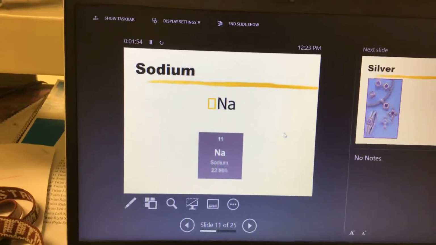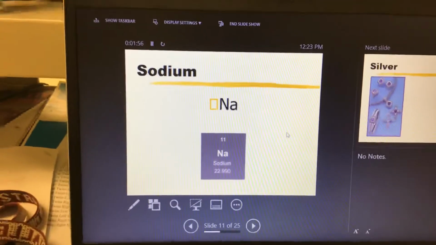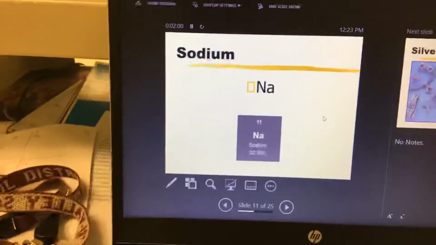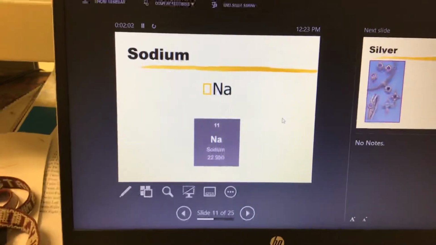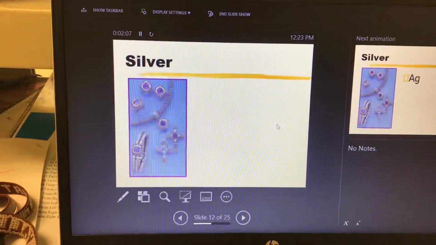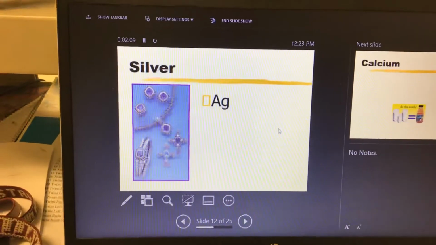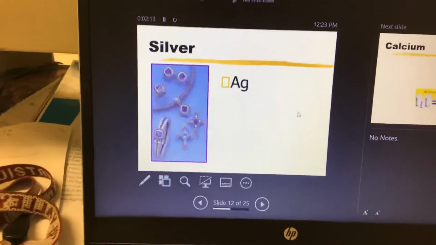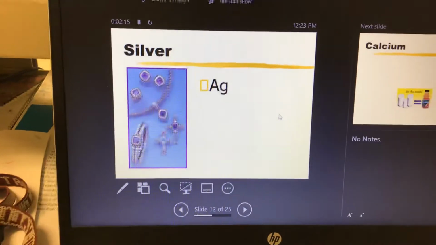Salt is good to preserve food. It sucks the moisture out of it and causes it to last longer. If you've ever made like jerky, things like that, there's lots of salt in that. Silver is Ag. Silver, jewelry. That's one of those weird ones, so make sure you pay attention to that one.